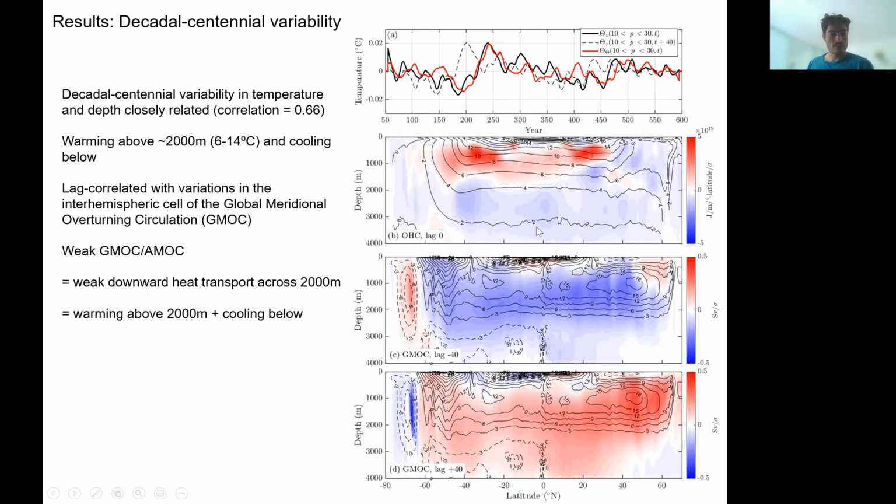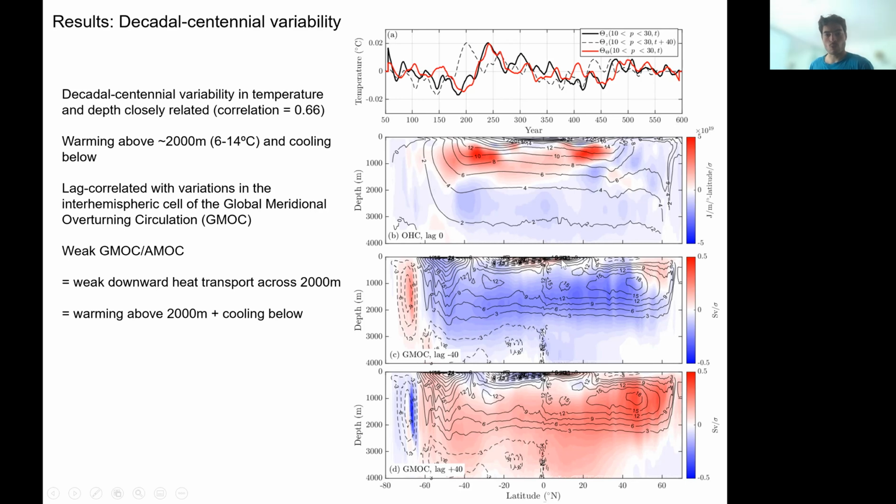Now, it turns out that this signal is strongly related to variations in the global meridional overturning circulation. So that's what I'm showing in the bottom two panels here. These are lag regressions of the GMOC onto this time series. The third panel here is at a lag of minus 40 years. And what it shows is that you have a weak interhemispheric overturning cell 40 years before you get this signal. So this is a weak AMOC, effectively. And we know that the AMOC generally pumps heat downwards across 1,500, 2,000 meters.